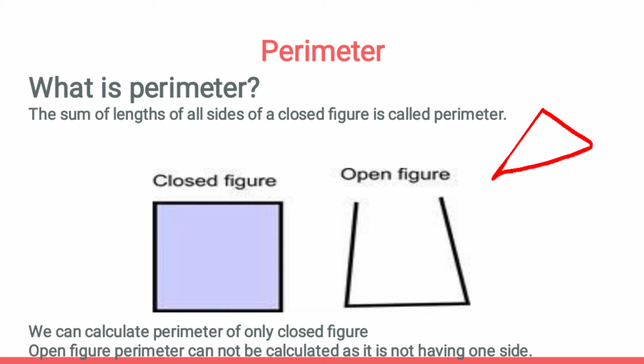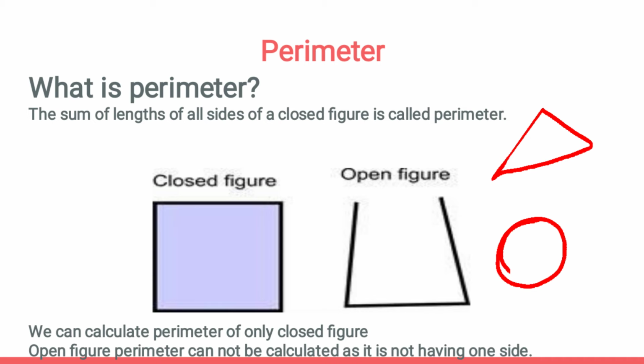If I draw a circle, the boundary of this circle is the perimeter of it. So whatever shape we have, the total boundary is the perimeter of that shape.